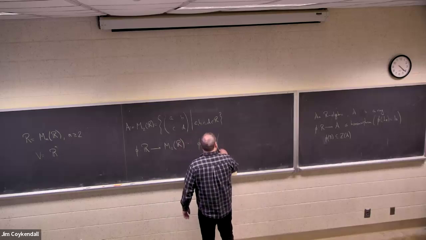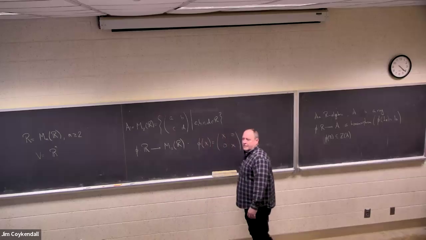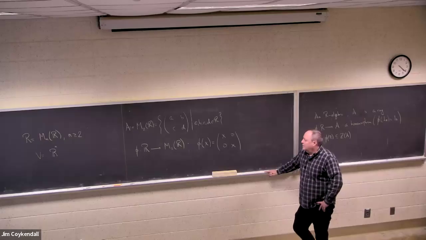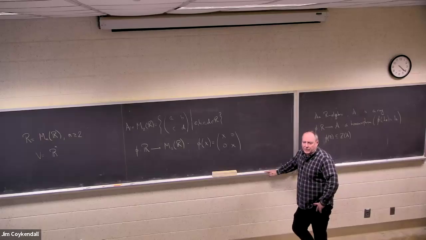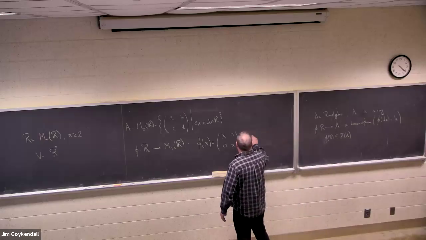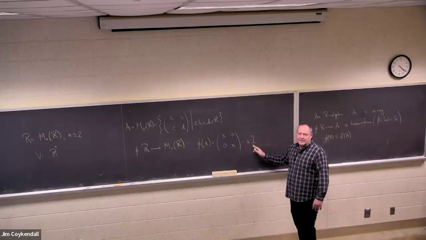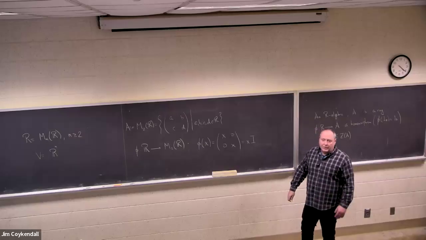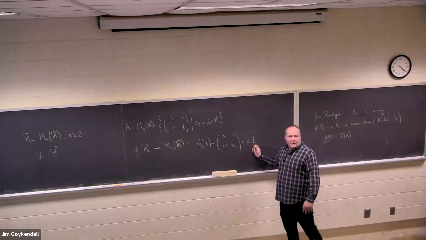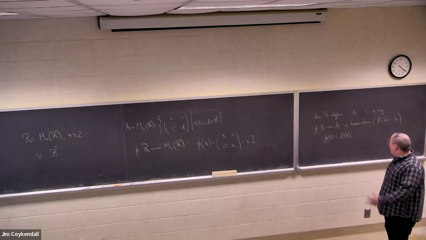So what is this? You take the number x to the diagonal matrix x 0, 0, x. Notice this is actually the scalar x times the identity matrix. So it's in the center of the ring. Any matrix will commute with both the scalar and the identity matrix. That's the way I remember it.